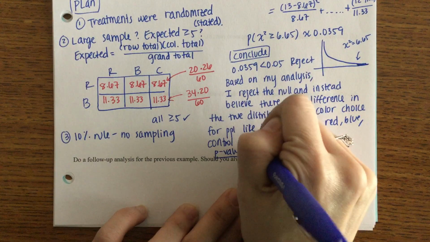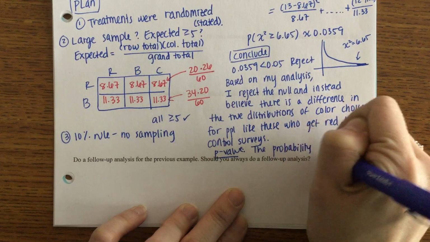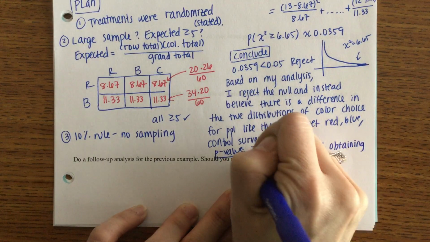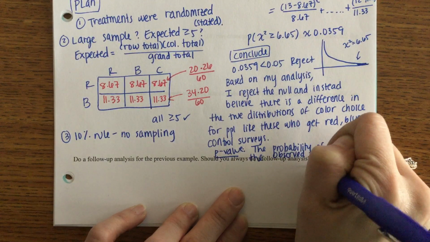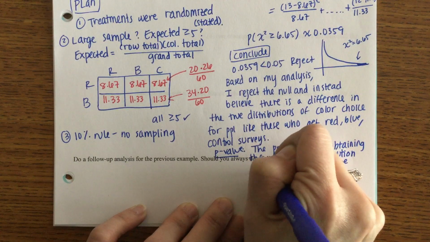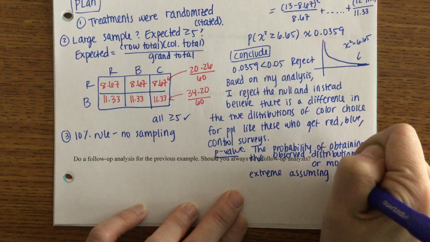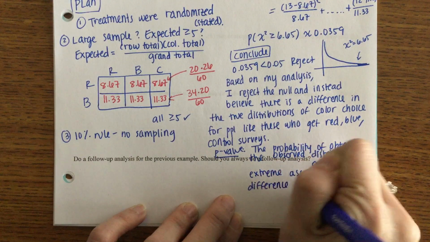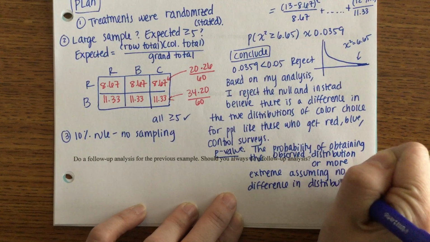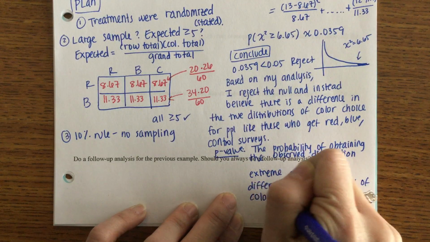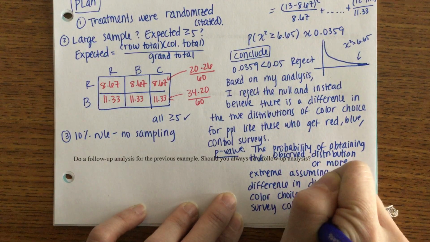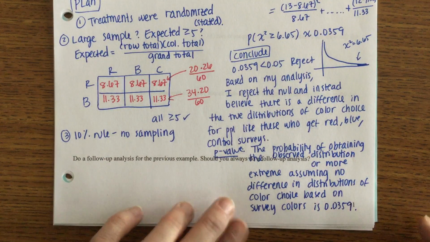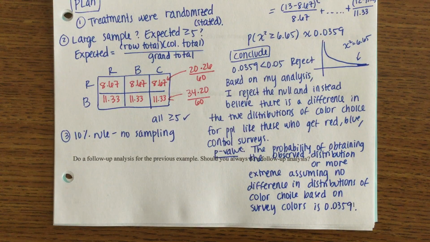Okay, p-value. So the probability of obtaining the observed distribution or one more extreme assuming no difference in distributions of color choice based on survey colors is 0.0359. So just the probability of getting what we got, assuming the null is true, is 0.0359.